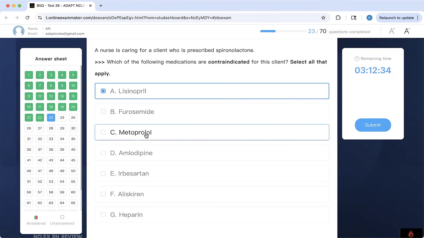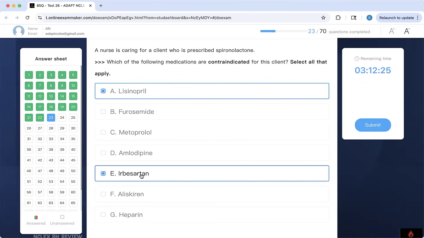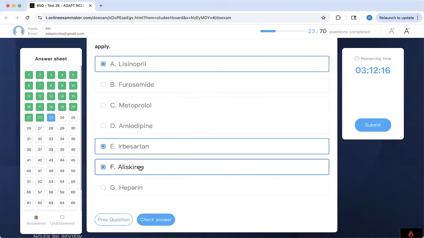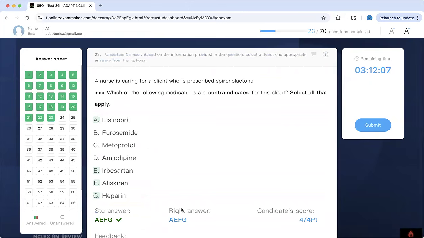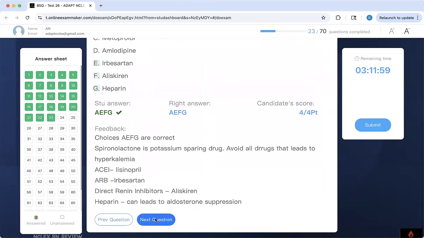So you can take it with spironolactone. Metoprolol has no effect on hyperkalemia. Amlodipine is a calcium channel blocker. No effect. Irbesartan is an ARB. It causes hyperkalemia. Aliskiren is what? Also renin inhibitor, in the process causes hyperkalemia. Heparin will lead to what? Hyperkalemia because it blocks aldosterone. So these are medication that can lead to hyperkalemia if you're taking them with spironolactone, you should not take it.